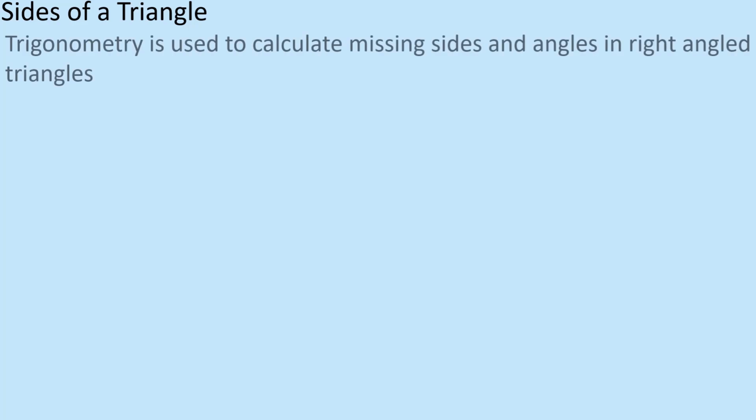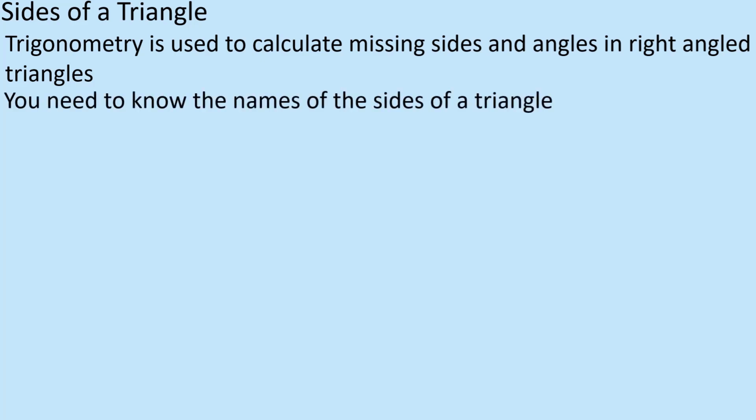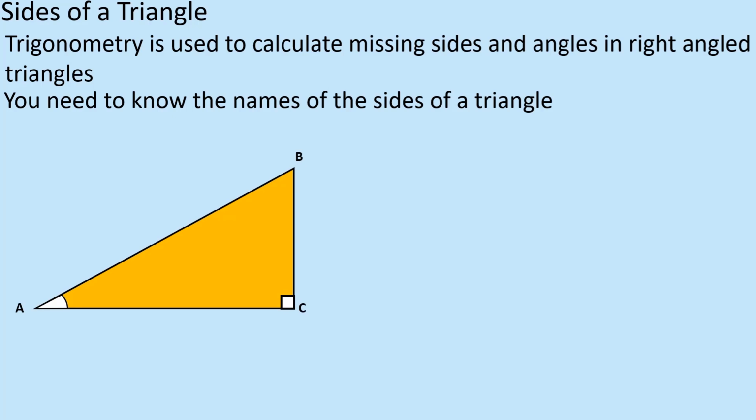So the first thing you need to be aware of is you need to know the different names of the sides of the triangle. That's quite important because ultimately there are three ways of achieving what we're about to do, and without knowing the names of the sides of the triangle you're going to find that quite a challenge. So here is a right angle triangle, and there's the right angle, and I'm going to basically introduce you to the names of the sides in case you didn't know them.